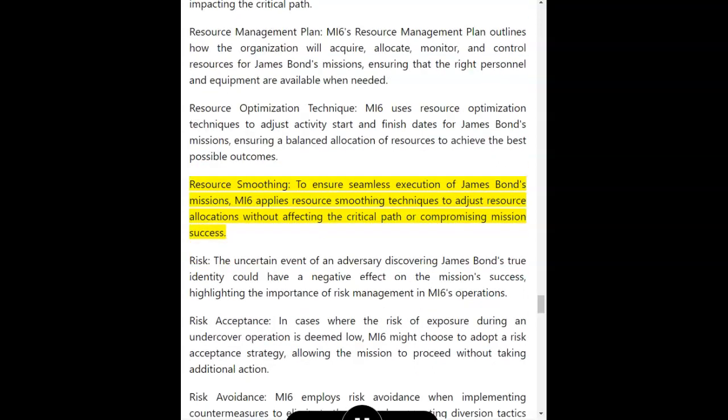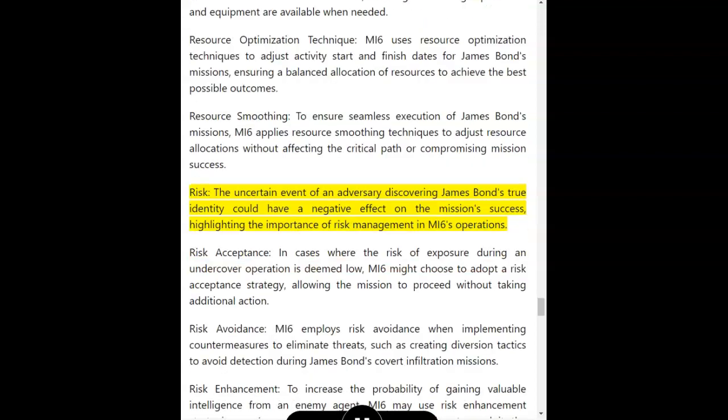Resource smoothing. To ensure seamless execution of James Bond's missions, MI6 applies resource smoothing techniques to adjust resource allocations without affecting the critical path or compromising mission success. Risk. The uncertain event of an adversary discovering James Bond's true identity could have a negative effect on the mission's success, highlighting the importance of risk management in MI6's operations.